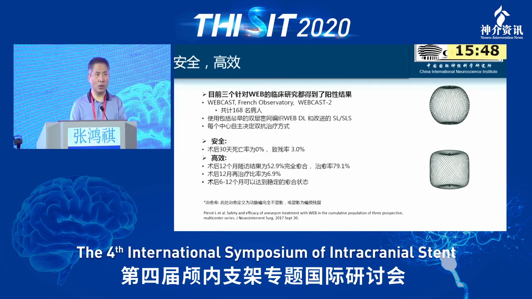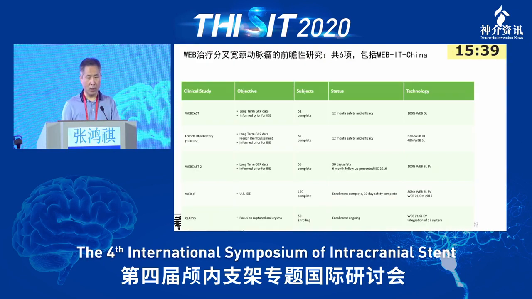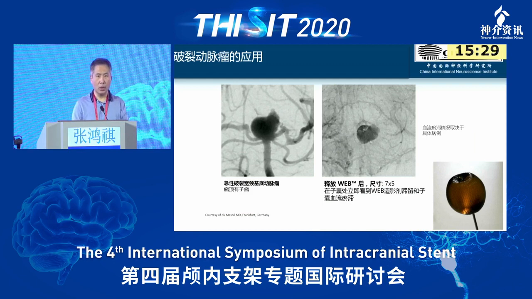After the clinical trial, most of the clinical trials of Web were done in Europe, and one was done in the US, and China is a little bit later than the US. We also had a clinical trial on Web. There are 6 trials, and we achieved a good result. The application is used for the aneurysms in the stomach. Some experts are using Web for treating ruptured aneurysms and achieved a good result.